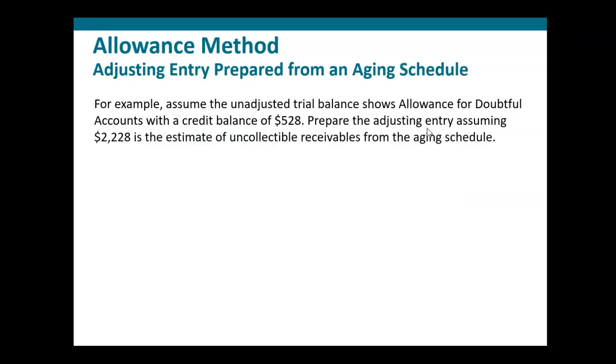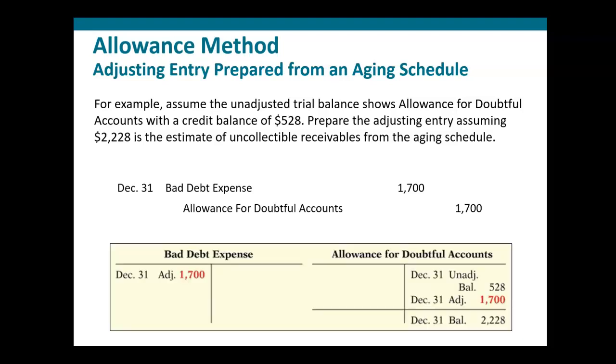So let's assume we have an allowance for doubtful accounts credit balance of $528, and we want to end up with a credit balance of $2,228. That's a difference of $1,700. So we're going to debit bad debt expense and credit allowance for doubtful accounts for $1,700. My balance in that account will then be $2,228.